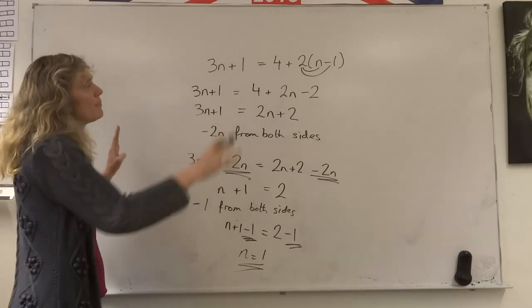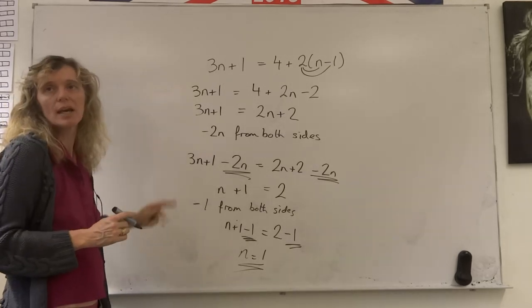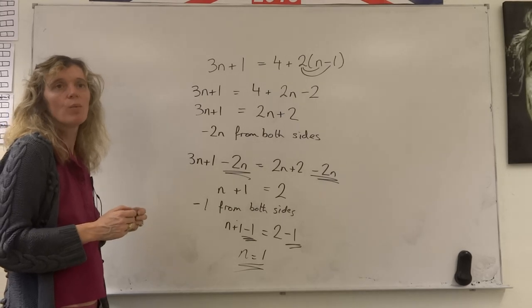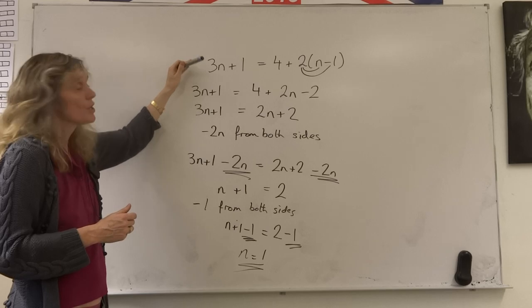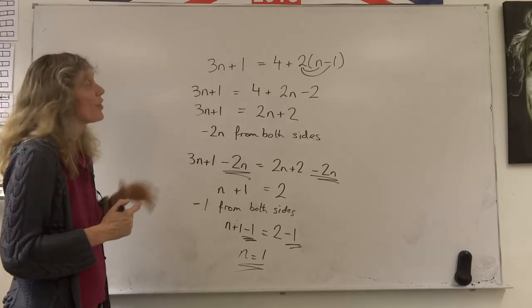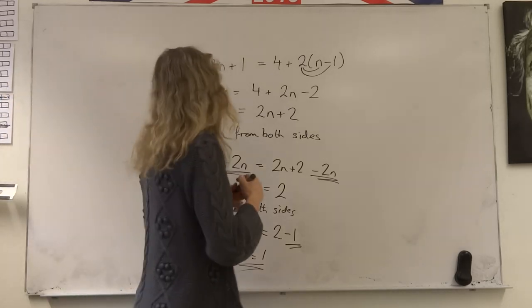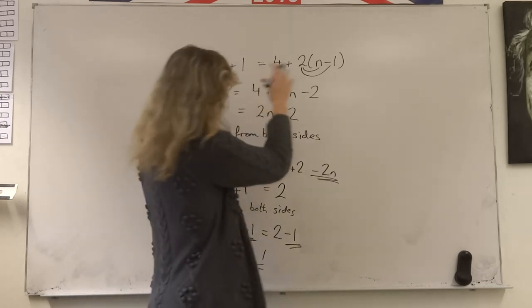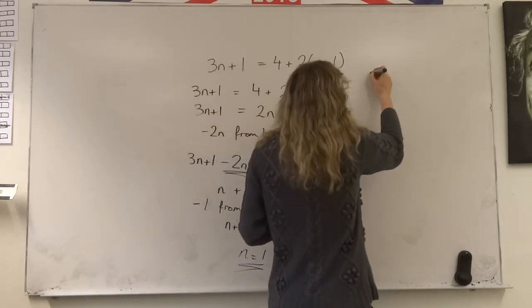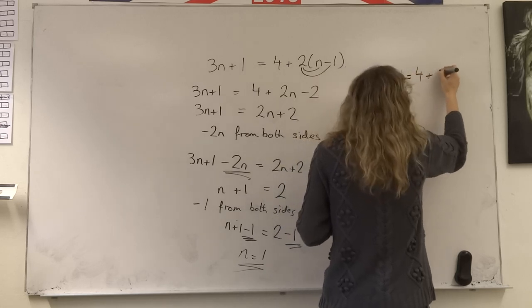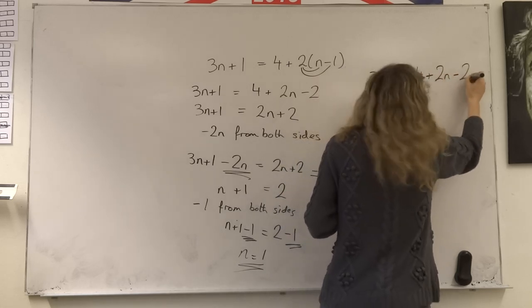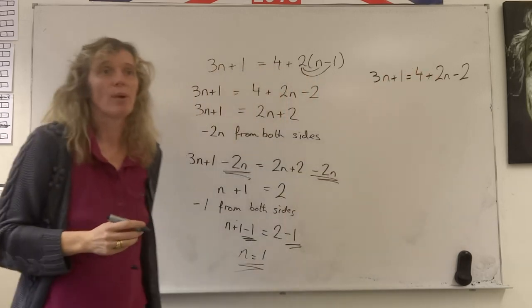So much simpler manipulation here if it's one equation with one unknown. And that's what this is. You've only got n's and you've got numbers, so just moving everything around. The quick way of doing this, once you've used these skills and got used to them a lot, is 3n plus 1 equals 4 plus 2n minus 2. Expand that out straight away.